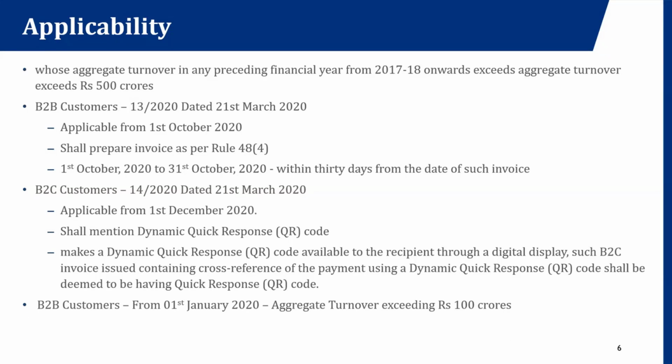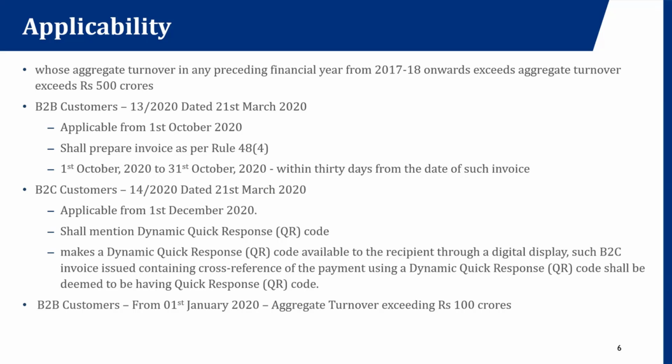What I was saying is that from 1st January 2020, the aggregate turnover exceeding 100 crores is seen. One more thing to mention here is that the aggregate turnover we have to see at PAN level. That will include all your turnovers, whatever we compute for GST purposes. If the aggregate turnover exceeds 500 crore, then for all locations, for all GSTINs, we have to generate e-invoices.